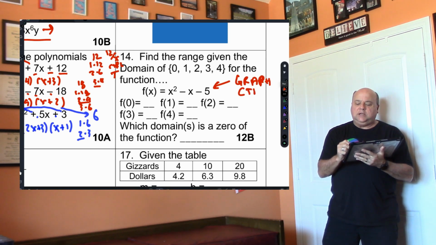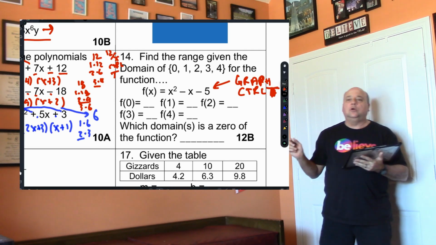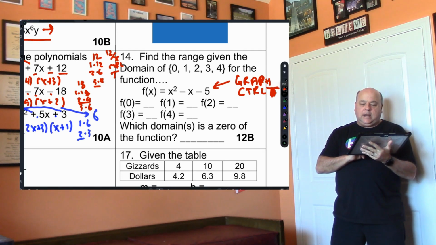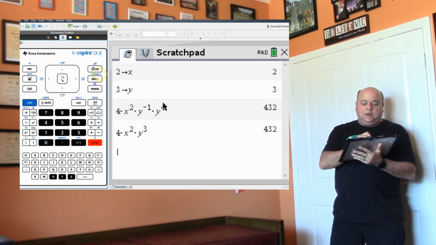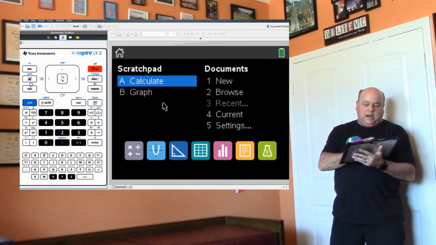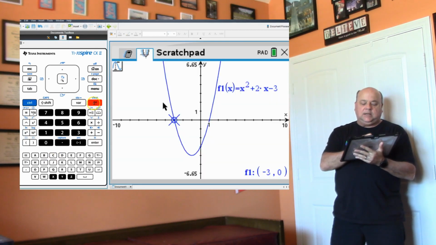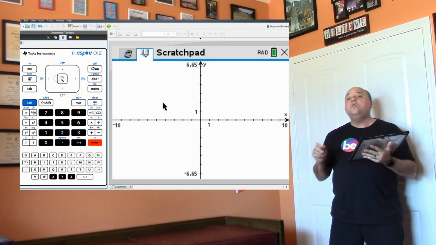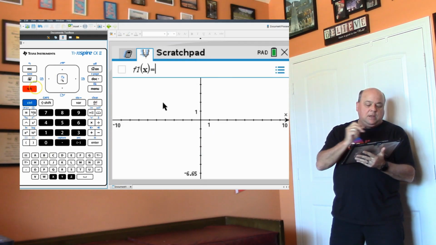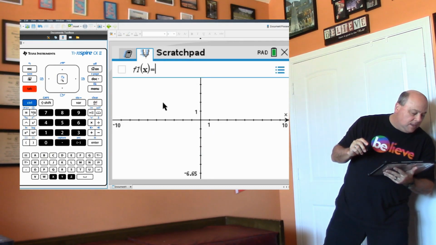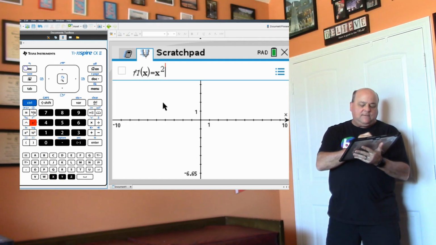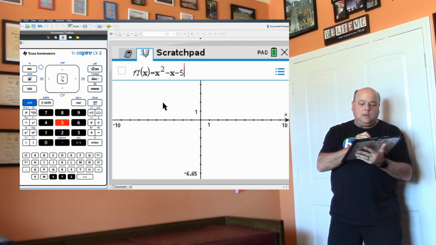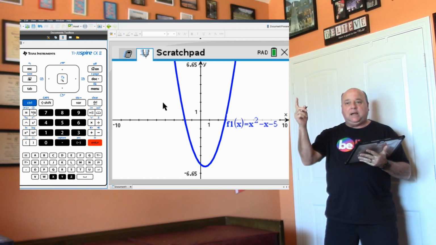And hit Control T, aren't we? Graph and hit Control T, right? So let's go to our calculator. Okay, I'm going to hit home. I'm going to go to B to graph. I've already got a graph, so I'm going to delete everything. Then hit tab. Now we're going to type in the problem: x squared minus x minus 5. Hit enter. And bam, I got our graph.